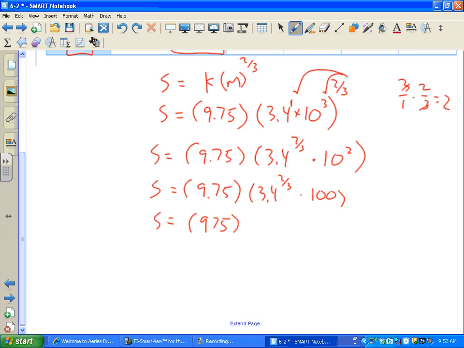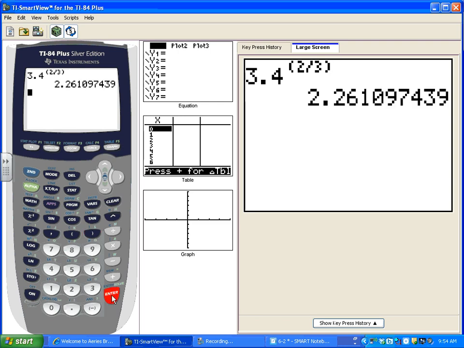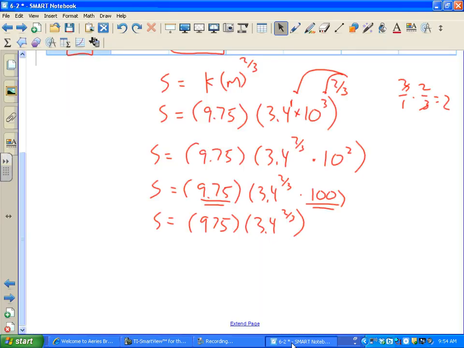That's 9.75 times 100. I'm going to need to multiply that by 3.4 to the 2/3. At this point, I'm ready to go to my calculator. 3.4 to the 2/3, we talked about how to calculate that yesterday. 3.4 raised, parentheses, 2 divided by 3, close the parentheses, enter, and that'll give us 3.4 to the 2/3. That beast of a decimal. We need to multiply that value by 975 in order to get our estimate of surface area.